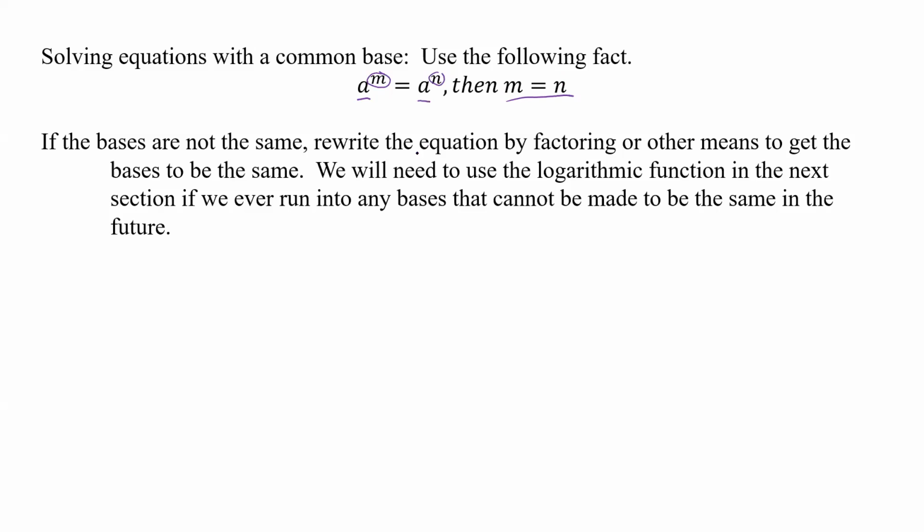Now, if they're not the same, what we're going to have to do is rewrite the equation by factoring or some other means to get the bases to be the same. And so maybe you have some number, you know, 2 to the 6th, maybe you have that expanded here, and over here you have 2 to the x. And so you have to figure out what that 2 to the 6th is and break it down and make it 2 to the 6th instead of like 216, and simplify it that way. And then after that, we can simplify it using our little common base thing and setting the exponents equal.